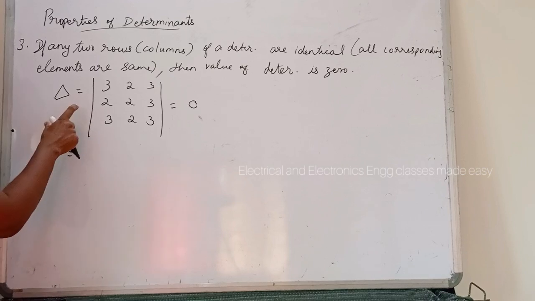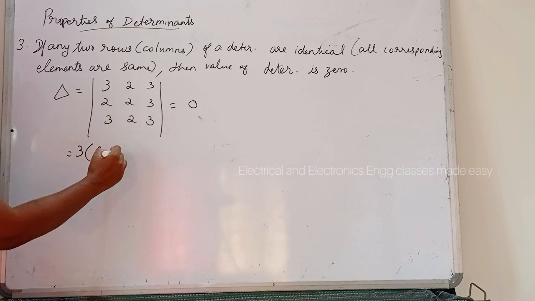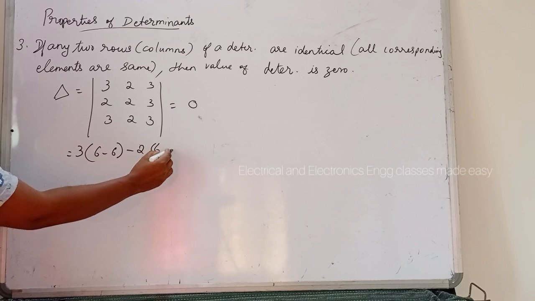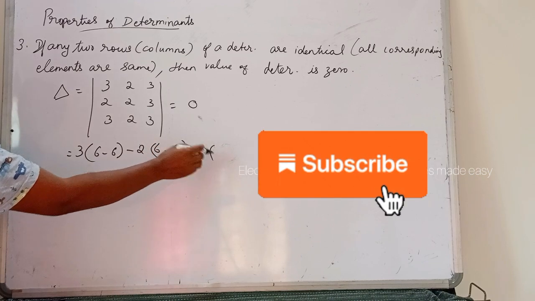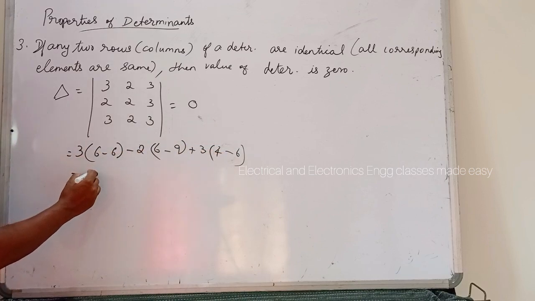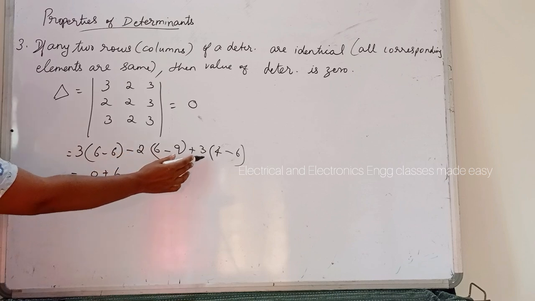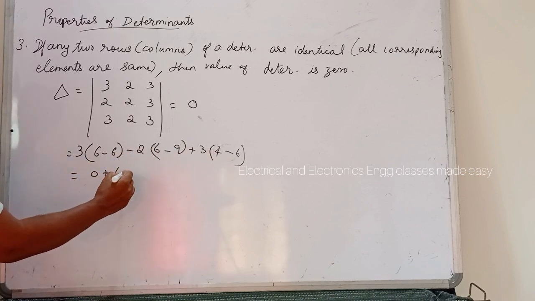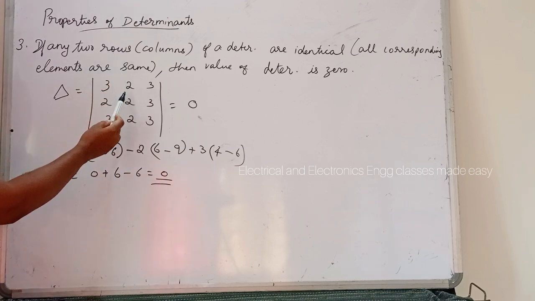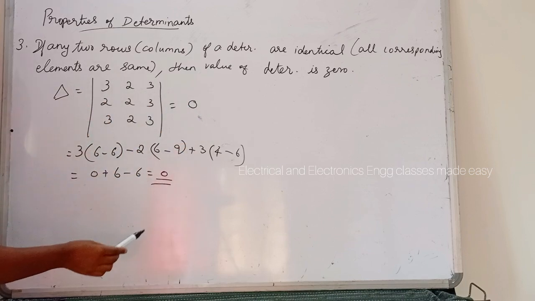So let us check that. Let us find the determinant. That is 3 into 6 minus 6, then minus 2 into 6 minus 9, then plus 3 into 4 minus 6. That is equal to, here we will get 0, then here minus 3 into 2, that is plus 6, then here minus 2 into 3, that is minus 6, that is equal to 0. So, if any two rows or columns of a determinant are identical, then the value of determinant is 0.